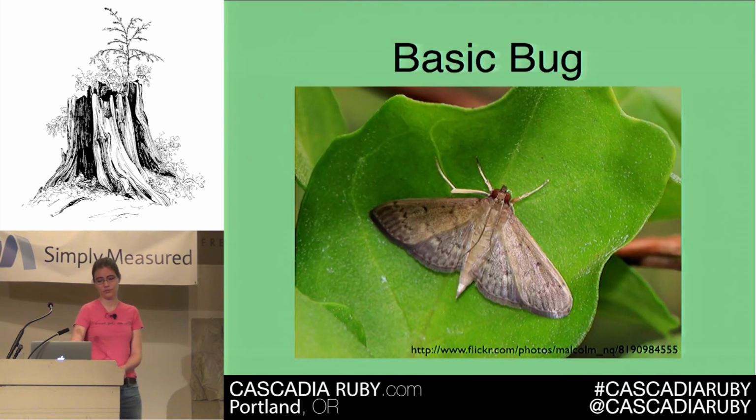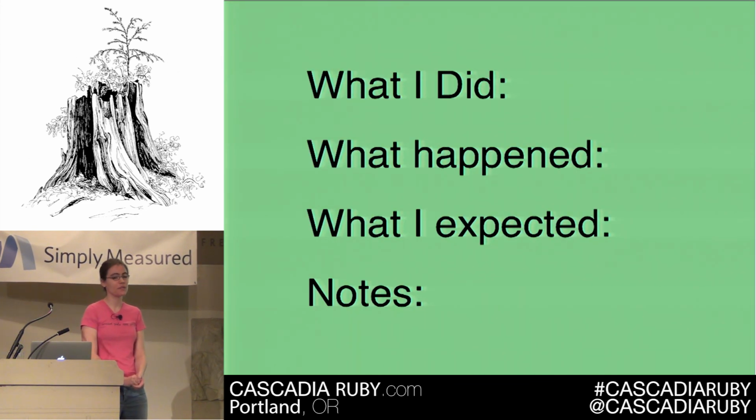This is a basic bug. What I did, what happened, what I expected, and any notes. I have been using this bug template for about a decade now. It is the bug template that I used with all the testers I was mentoring at my previous job. It is the bug template that I shove into every bug system that I have to set up so that everyone tries to use this format, because it lays stuff out very simply, and it has all the information you need.